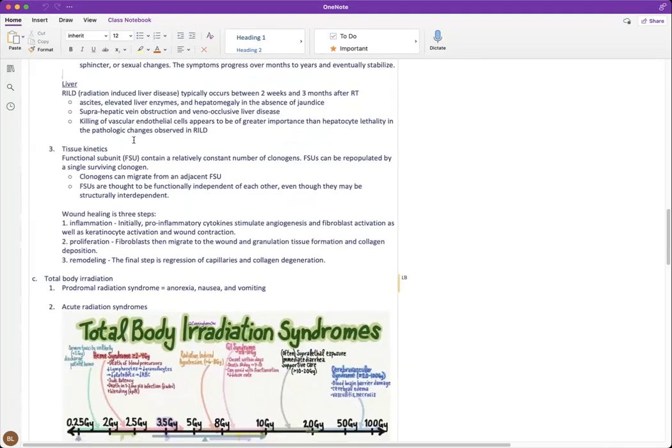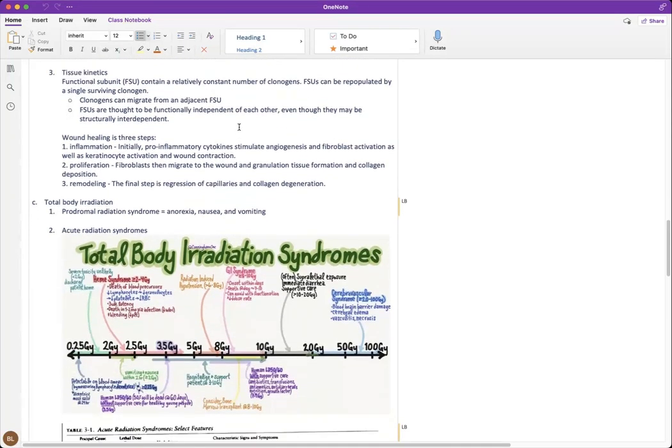Liver. This is very important to know about as a radiation oncologist. Radiation-induced liver disease typically occurs between 2 weeks and 3 months after radiation. You notice ascites, elevated liver enzymes, and hepatomegaly in the absence of jaundice. You can have suprahepatic vein obstruction and veno-occlusive liver disease, and killing of vascular endothelial cells seems to be of greater importance than hepatocyte cell death in the process of RILD.